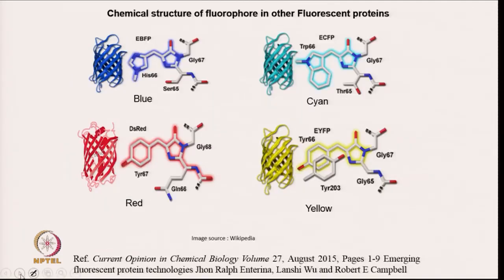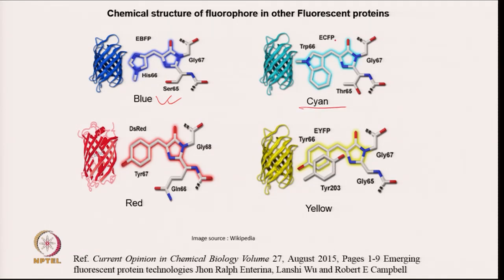Here are some more fluorophores which are protein based, and their structures are given. This is the blue fluorescent protein, known as EBFP, and this is cyan, known as ECFP.